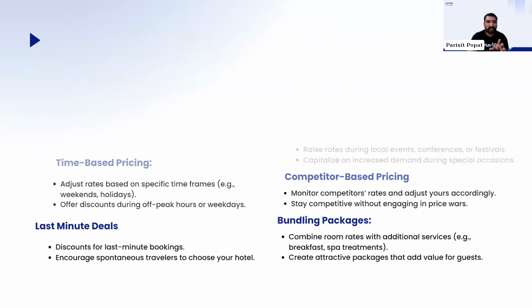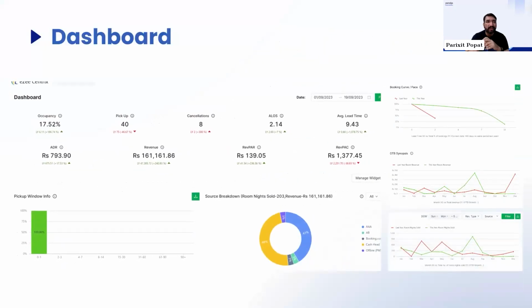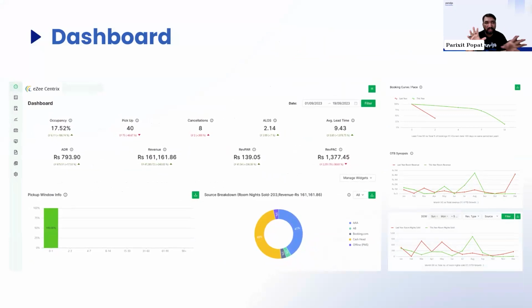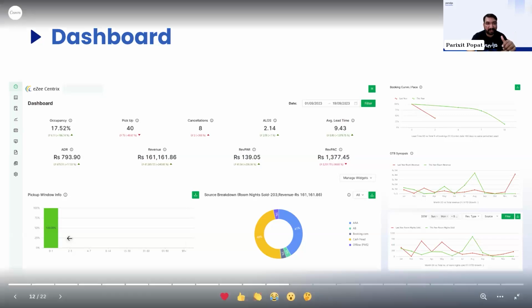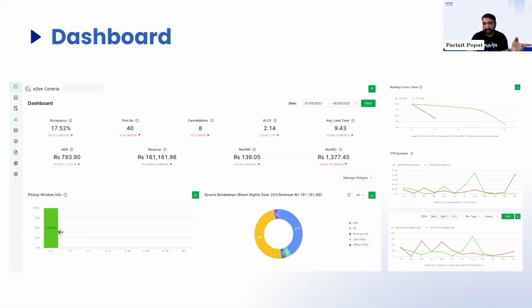Let us look into a little bit more of how EasyMint looks. So this is the dashboard, which is giving you information on occupancy, pickup, cancellation, length of stay, lead time, ADR, revenue, RevPAR. The very important part over here is the pace, so that you can understand how fast your bookings are coming. Here, my pickup window is telling me that all my bookings are coming on the day of arrival or 1 day prior. So I need not indulge in lead time based pricing. I have to focus more on last minute pricing.